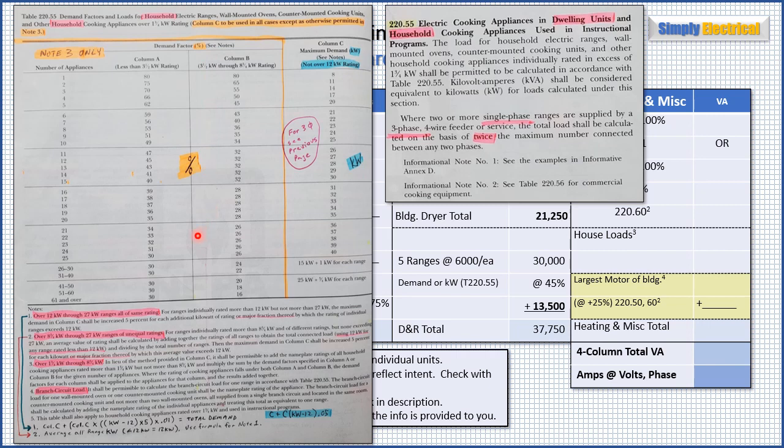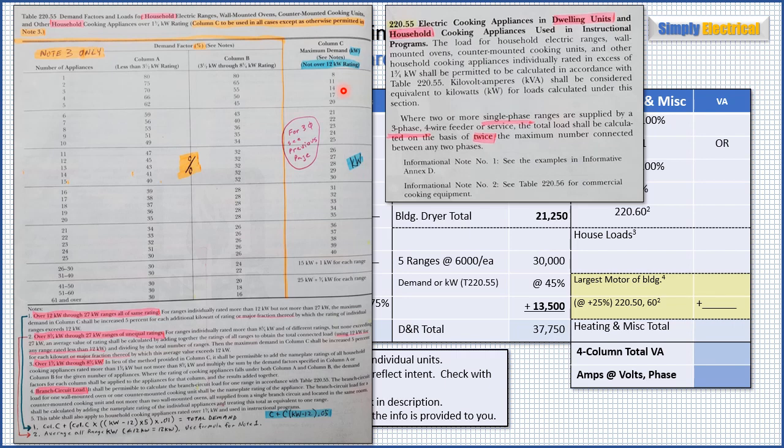The easiest way to use this table is this parenthetical statement here. It says column C is to be used in all cases except as otherwise permitted in note 3. So what they're saying is you can use column C for any range you have or any cooking appliance you have that's not over 12 kW rating. And that's the easiest way to use this table, because then all you do is if you have one appliance, your value is going to be 8,000 watts, 8 kilowatts. Whether the nameplate rating says 3,000 or whether it says 11,000, your value is going to be 8,000 watts. If you have 2, it's going to be 11,000. If you have 3, it's going to be 14,000 watts. And so it's as simple as that, really easy.